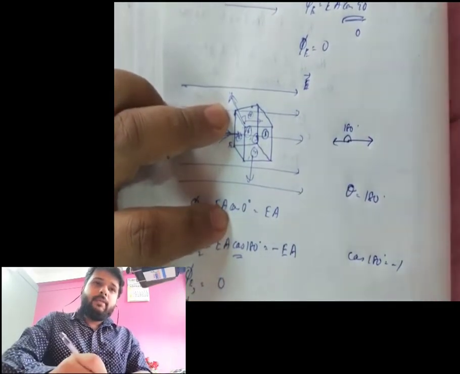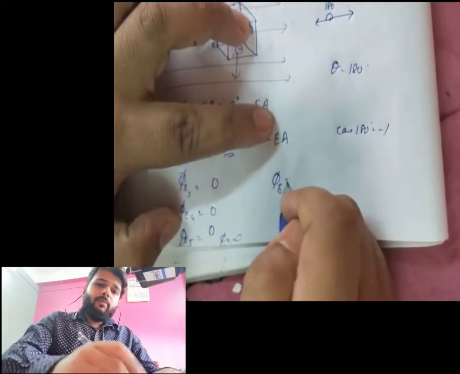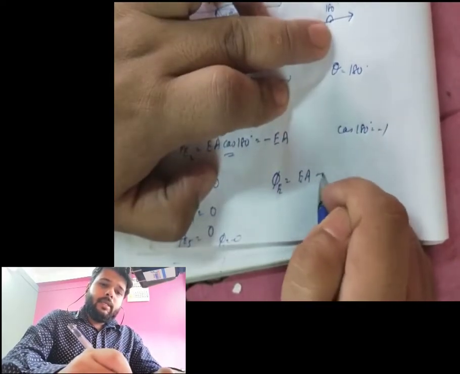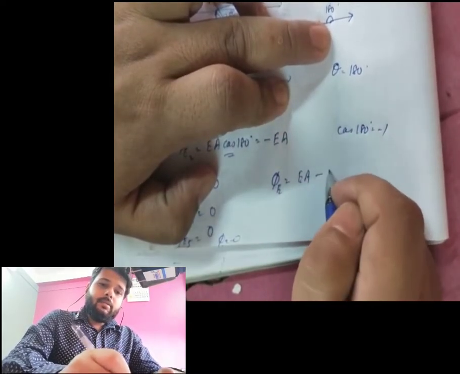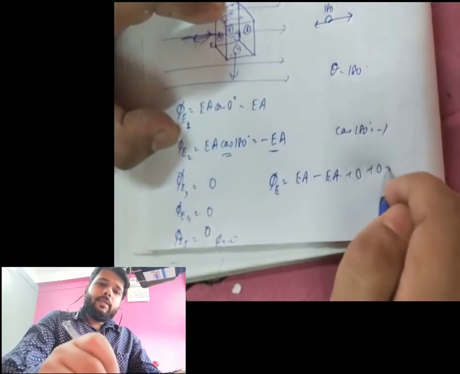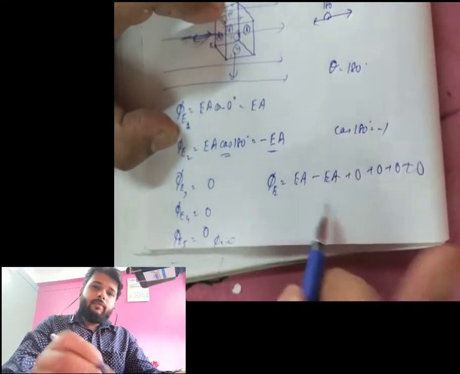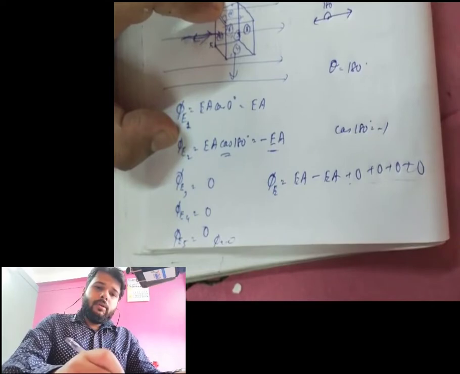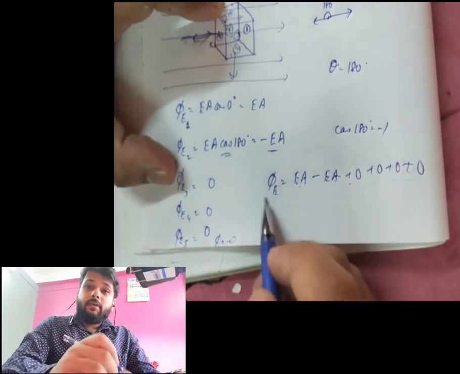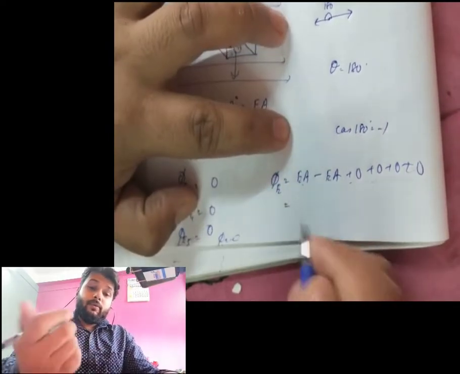So the total electric flux will be how much? For the first surface it is EA, for the second surface it is minus EA because it was 180 degrees. For the third, fourth, fifth and sixth surfaces, the area vector was perpendicular to the electric field, so all are 0. Now EA minus EA, we simply add because electric flux is a scalar quantity, so for adding scalar quantities we don't require direction.